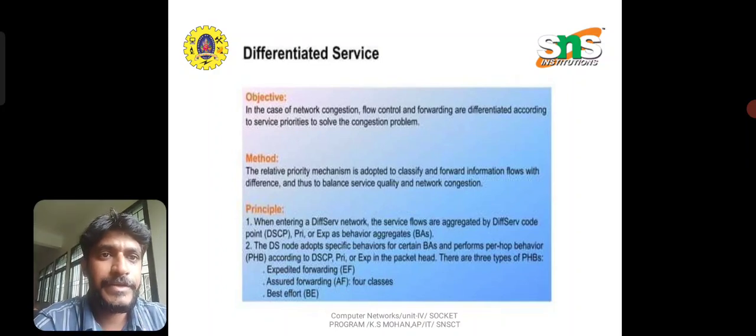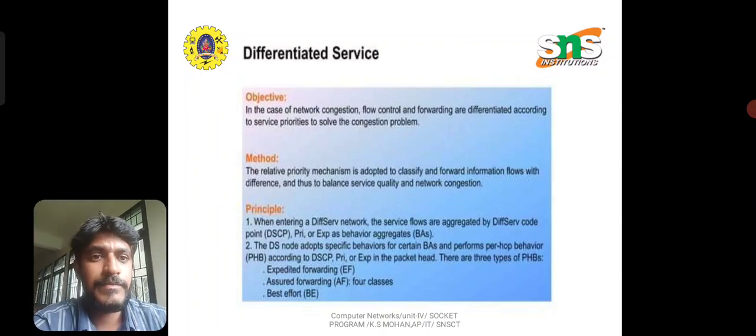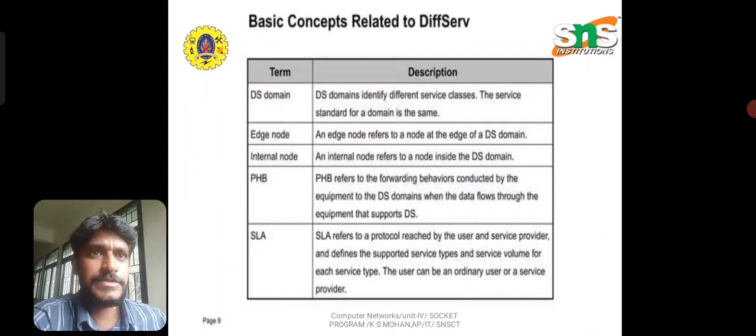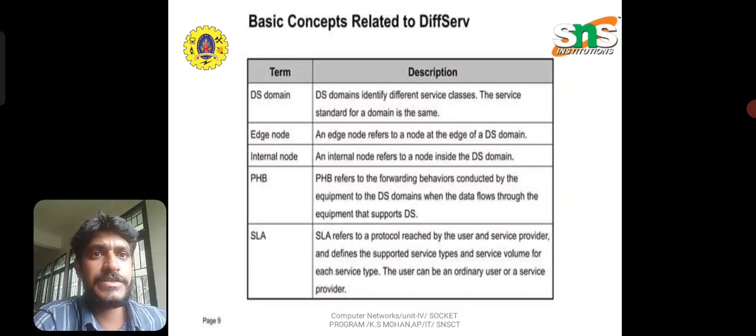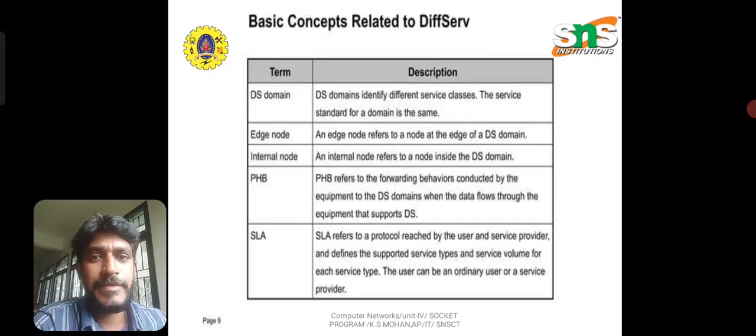The principle: when entering different network services, flows are aggregated by different service scope points. For example, after the aggregator, the DS node adopts a specific behavior for certain flows and performs that behavior. There are three types of PHB: expedited forwarding, assured forwarding, and best effort class. Then the basic concepts related to differentiated services: DS domain, edge node, internal node, PHB, and SLA.